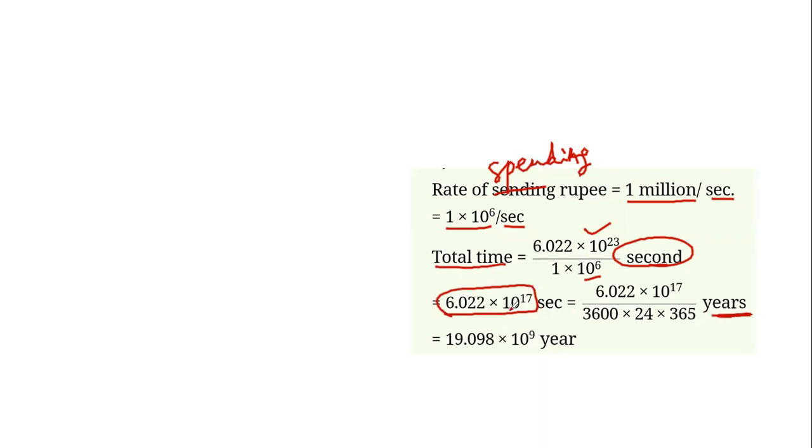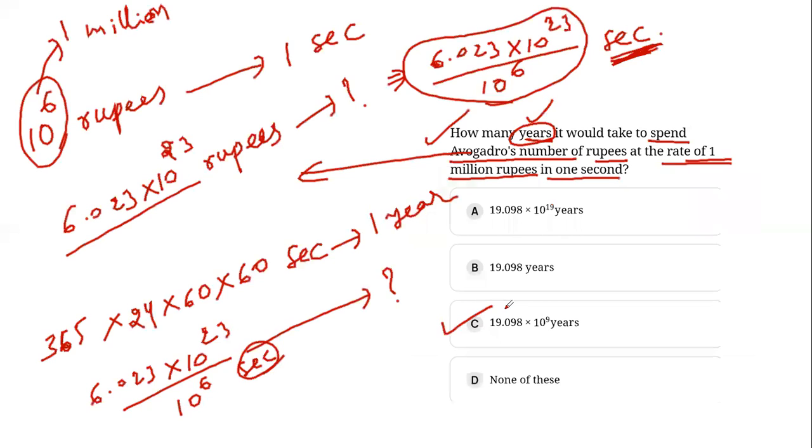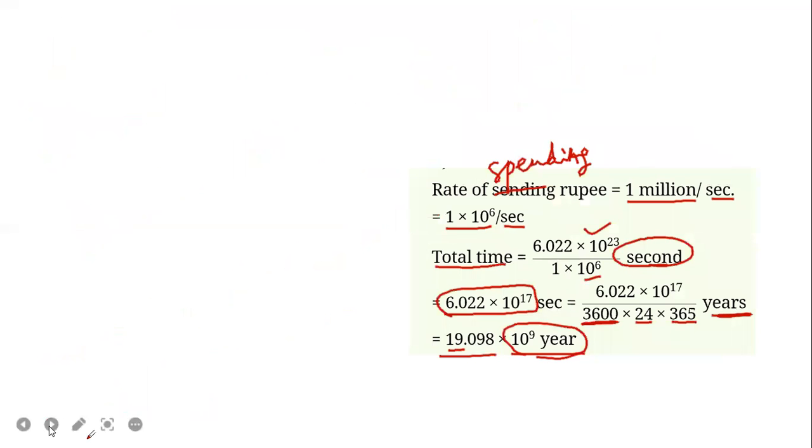Then what do we do? These many seconds divided by 60 into 60, that is 60 minutes into 60 seconds, then 24 hours and 365 days, which is the total number of seconds in 1 year. Then we get 19.098 into 10 power 9 years. So about 19 into 10 power 9 years will be taken to spend one Avogadro number of rupees. Which option is right here? Option C is right. That is the Avogadro number concept.